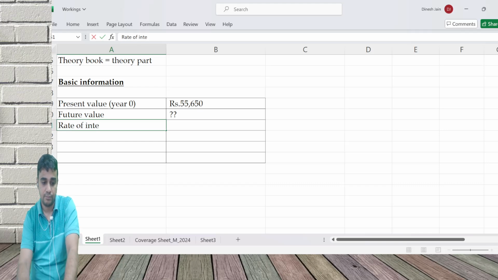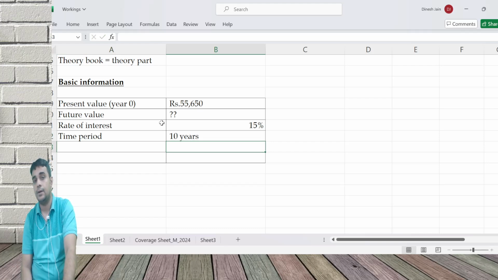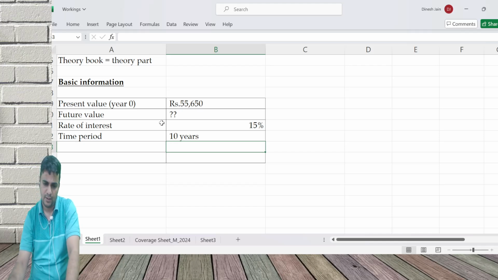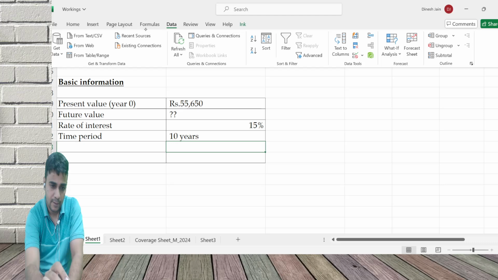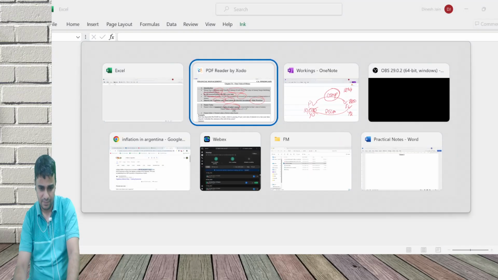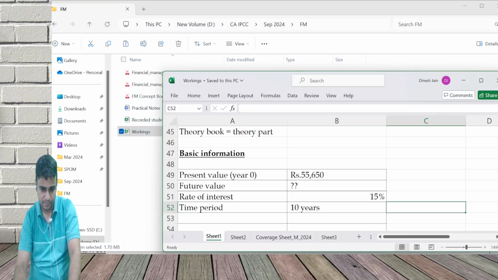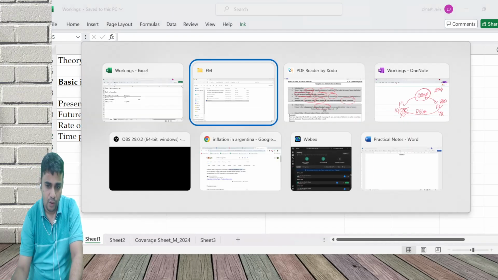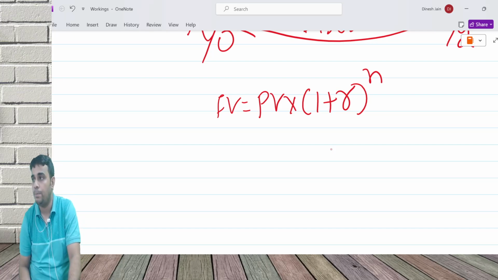Rate of interest. How much? 15%. Time period 10 years. Let's do it. Future value is equal to present value into 1 plus r the whole power n.